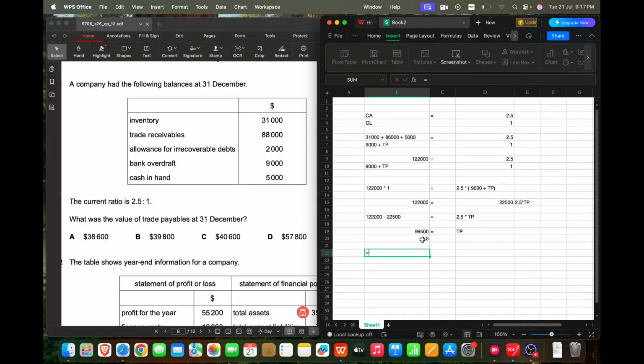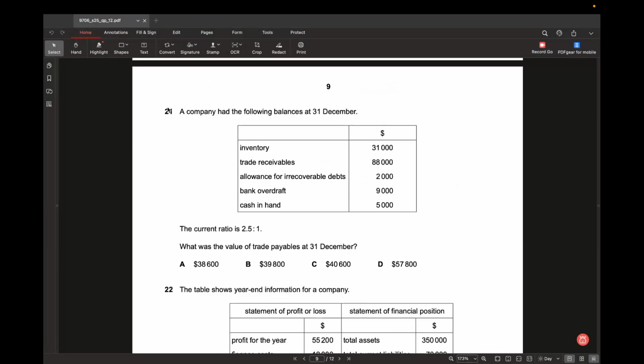99,500 divided by 2.5 is 39,800, and that is the amount of trade payable. So the correct answer for 21 is 39,800, B.